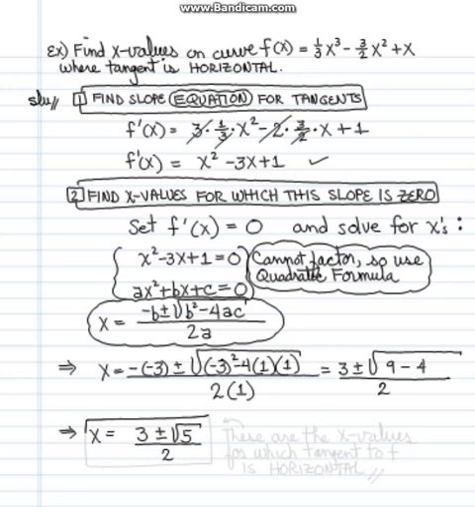Those are two x values, one with a plus sign, one with a minus sign. These are the x values for which the tangent to the function f is horizontal. I know that because I set the derivative equal to 0.